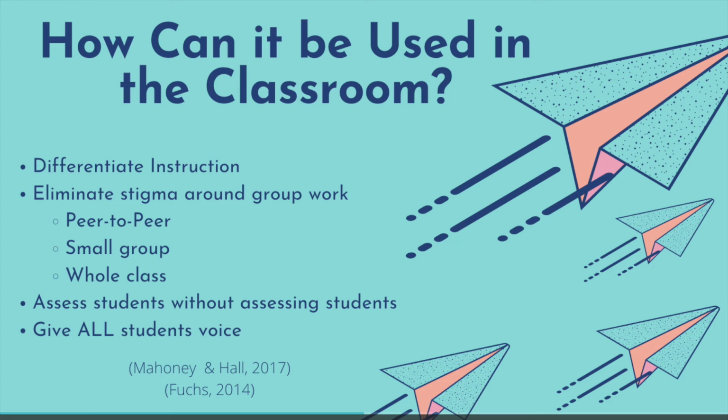Mahoney and Hall state the primary purpose of differentiated instruction is to meet the needs of all learners and to maximize the learning capacity of all students. You're going to have kids in the class that are going to need those accommodations, and a lot of students may not even realize that they need some type of accommodation. And another reason is you're going to have students that may not like to talk.